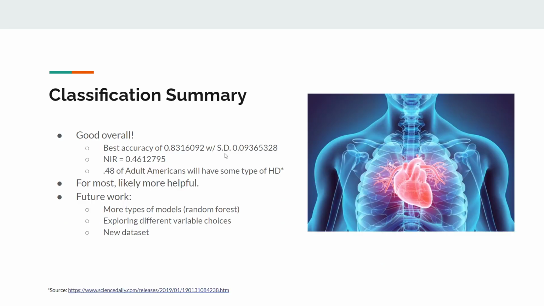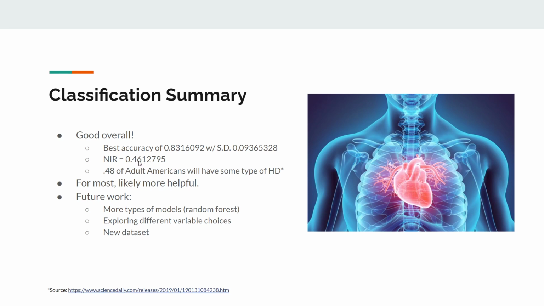So continuing, to summarize, I'd say this is actually pretty good. Remember, our best accuracy in that logistic regression model was about 0.83 with a standard deviation of about 0.09. And if you calculate the no information rate, it's about 0.46. So our accuracy was almost double that. And I Googled it, actually 0.48 of adult Americans will have some type of heart disease. So our no information rate is pretty close to that.